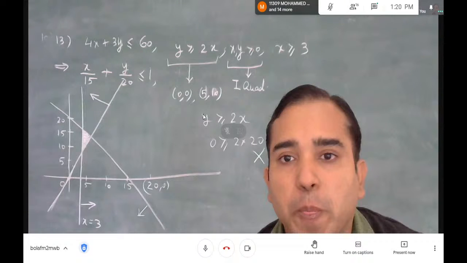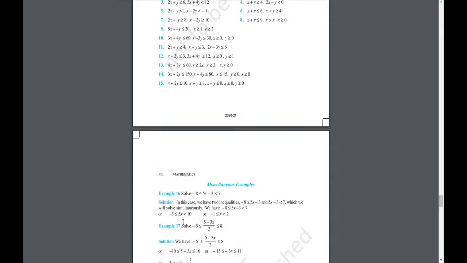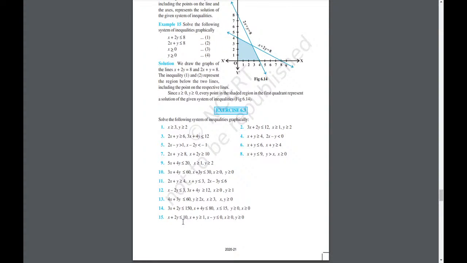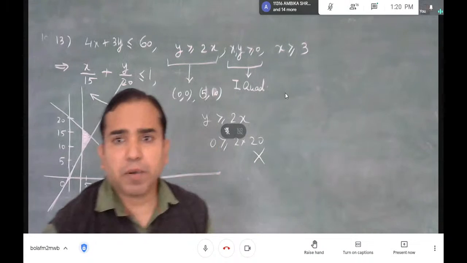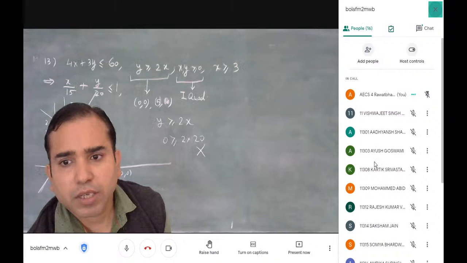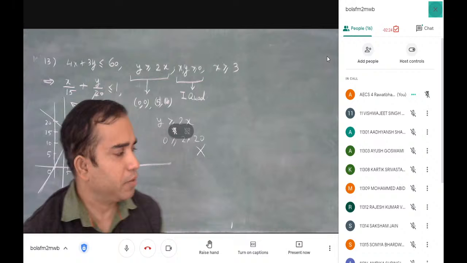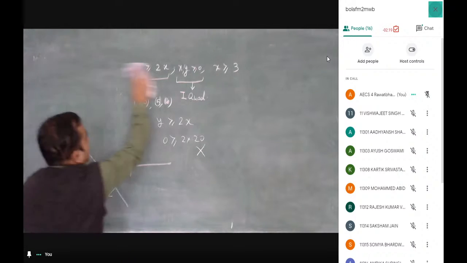So this is now, shall we take one more question? 15th. Let us take 15th question also. All the students please see 15th question, and someone please read question number 15th. Anyone from C section? Ayush Goswami, are you listening to me? Ayush? Yes, sir.